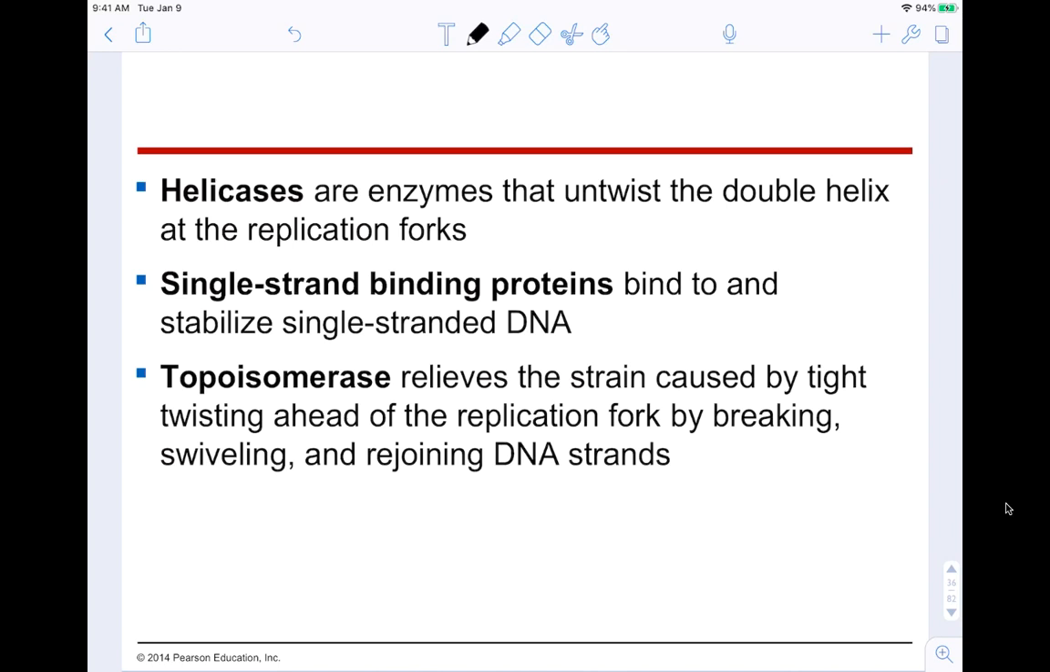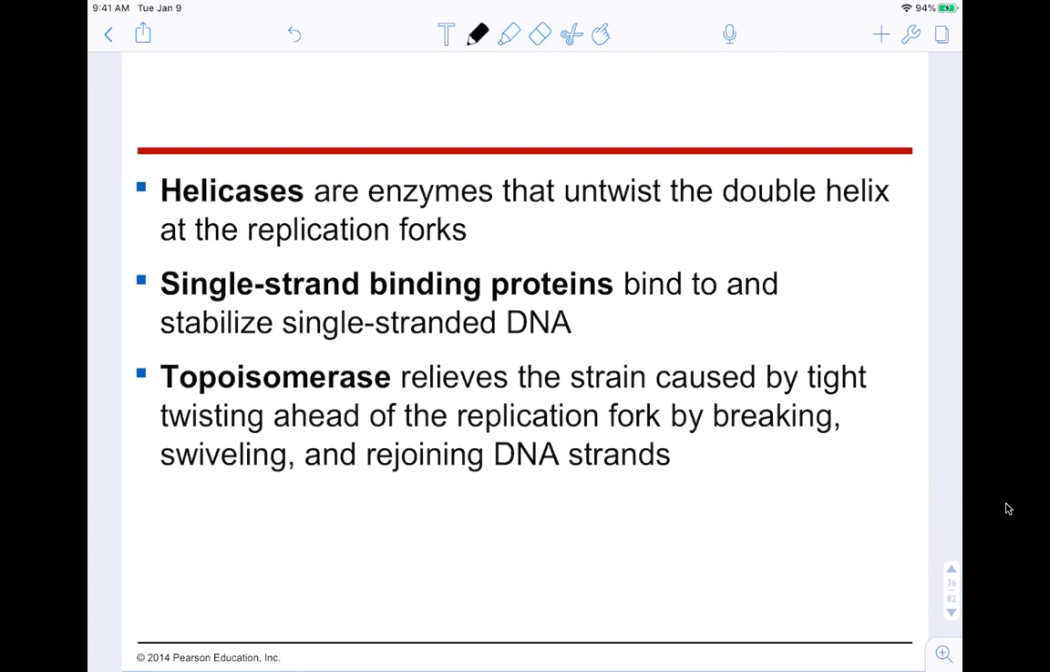Okay, and topoisomerase is relieving the strain that might be caused by twisting. So think about, girls, you've probably done this. If you have long hair and you twist it and you twist it and you keep going, eventually it doubles up on itself, right, to kind of create its own little double helix. So topoisomerase prevents that from happening as you're unwinding the DNA.